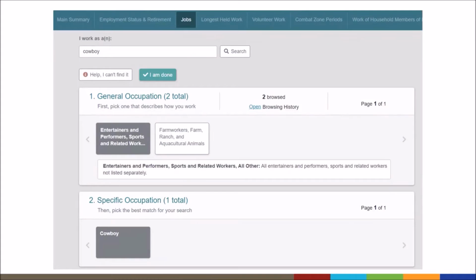In this example, someone decided to search for the occupation cowboy and then can see two possible classifications. When they click on either one of these, they see a description and specific terms from which to select. The final entry would include both the specific occupation or lay term and the general occupation or classification, as I showed in the previous slide.